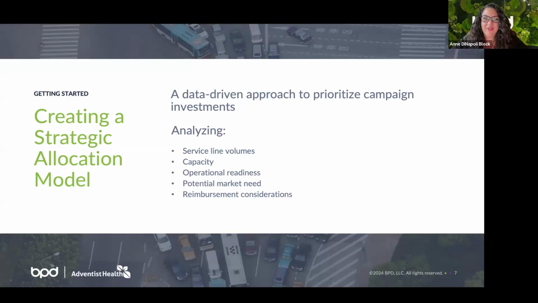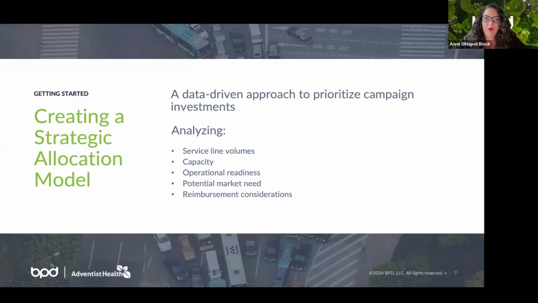What it does is it uses a data-driven approach to help you land on the right decision of which service lines to prioritize with your patient acquisition efforts. Now, oftentimes, strategic allocation models require a lot of internal meetings and stakeholders and discovery calls that you have to do to really get to the right answers of some of these objective and subjective measures.